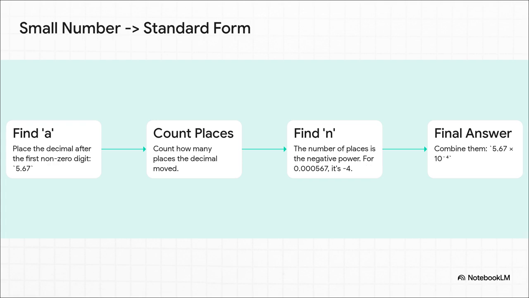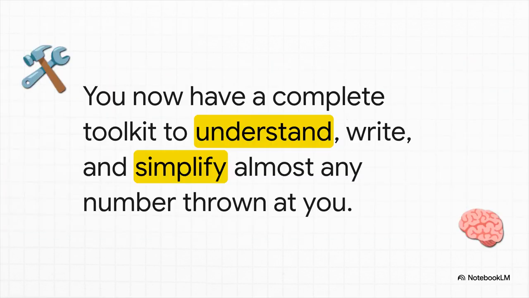And for small numbers, well, it's pretty much the exact same process, just in reverse. We moved the decimal to the right this time to get 5.67. And because we moved it the other way to describe a number that's less than 1, the power becomes negative. We moved it 4 places, so it's 10 to the power of -4. See? Same logic.